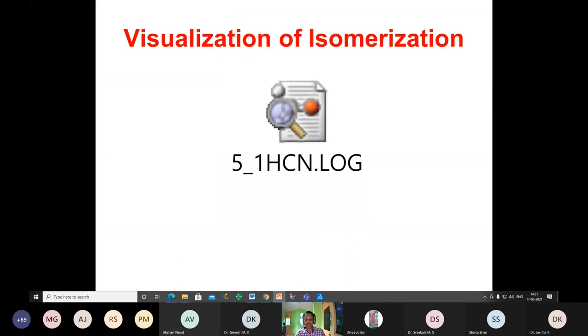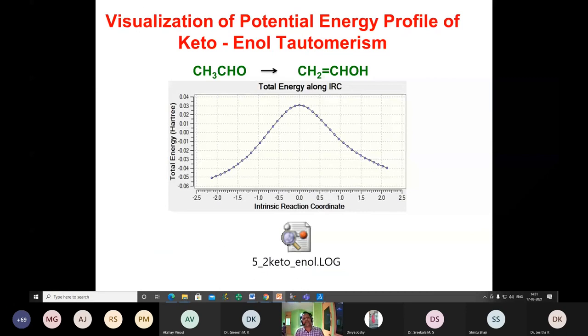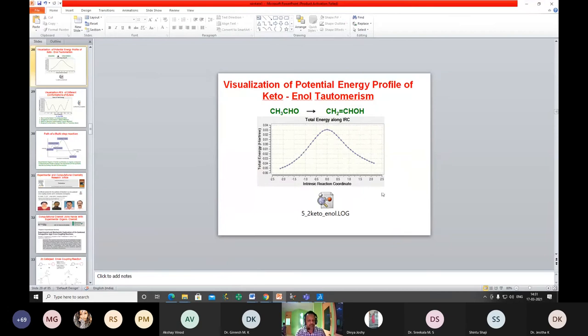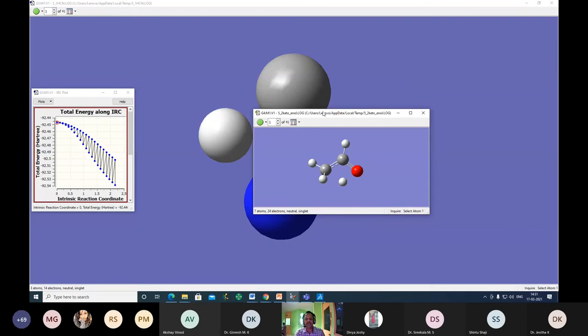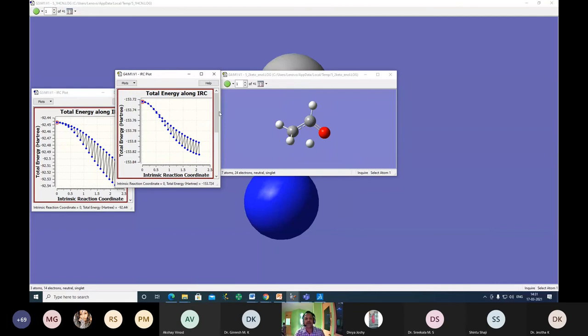Again, we can perform simple calculations like keto-enol tautomerism. Our MSc chemistry students do this type of simple experiment, deriving the potential energy path of keto-enol tautomerism, for their computational chemistry practicals, right?